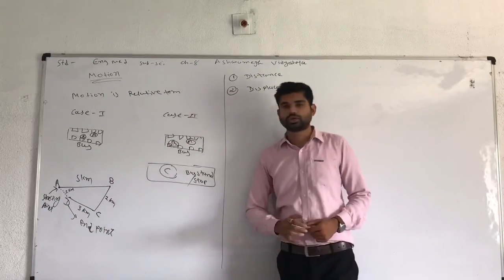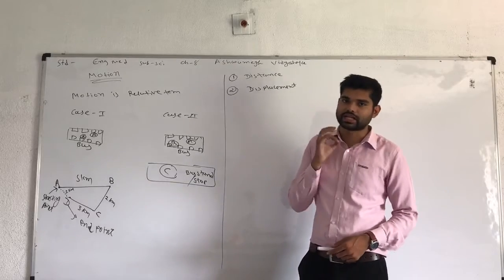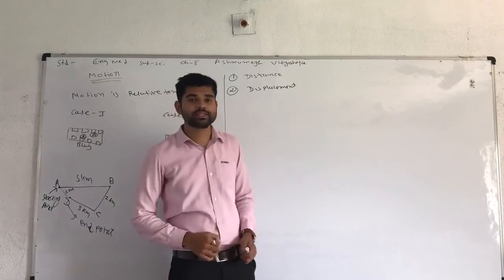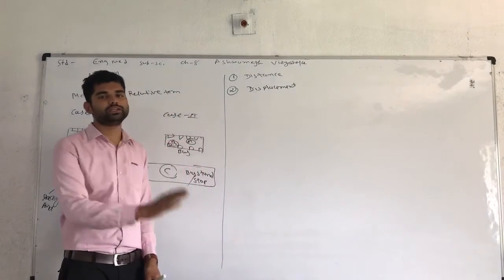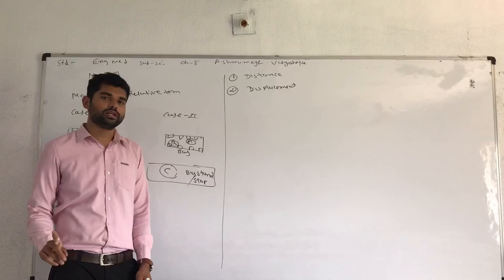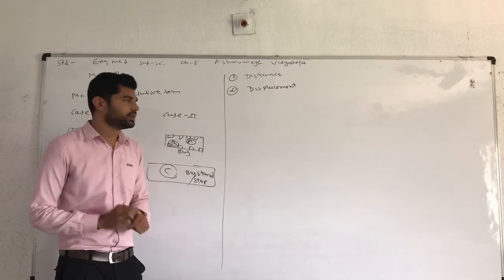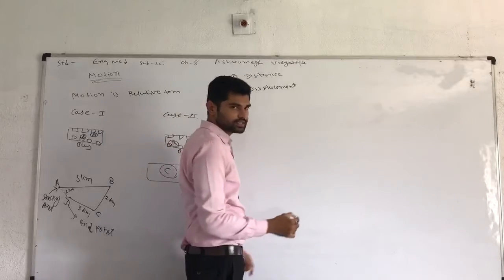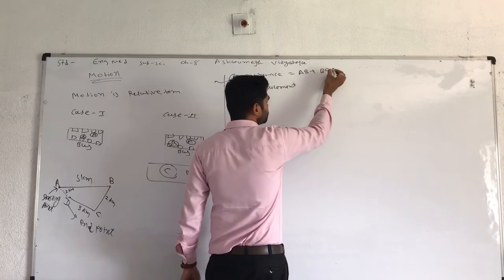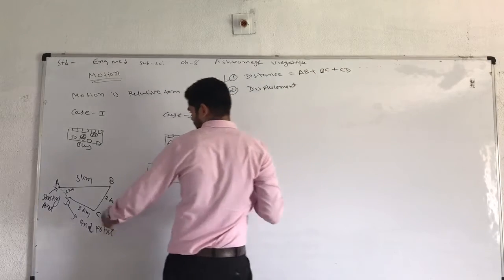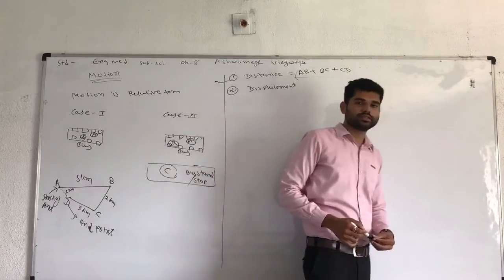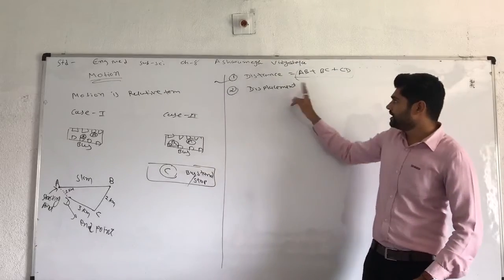First, the total distance covered from the starting point to the end point is our distance. The definition of distance is the total path from the initial to the final point. So the sum of all distances from initial position to final position is called distance. So distance means first A to B, then B to C, and C to D. The sum of all these distances is our distance.